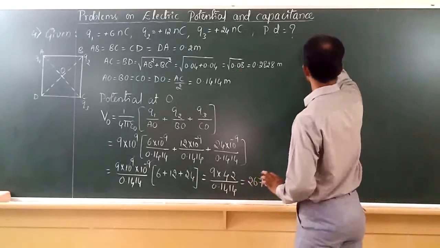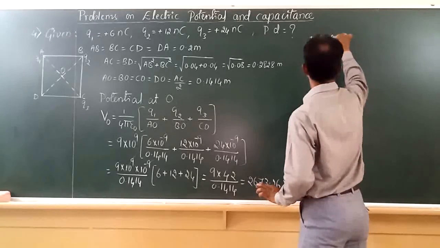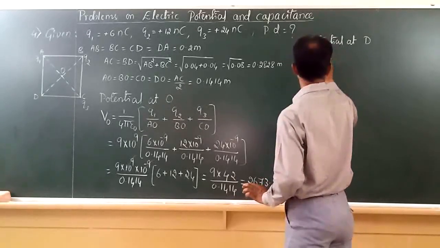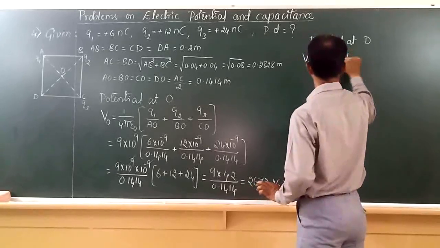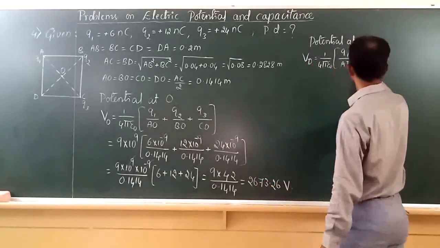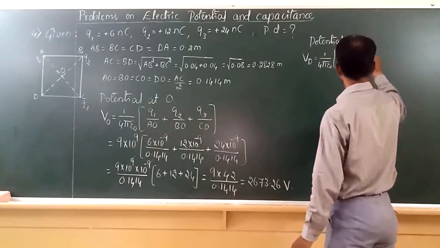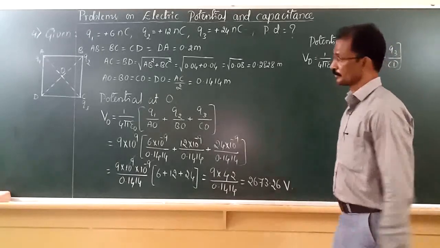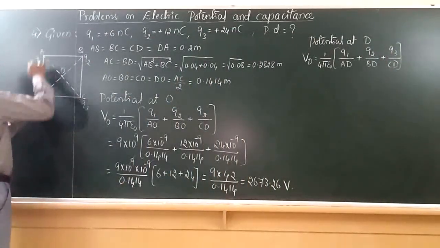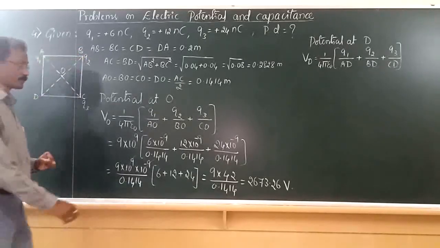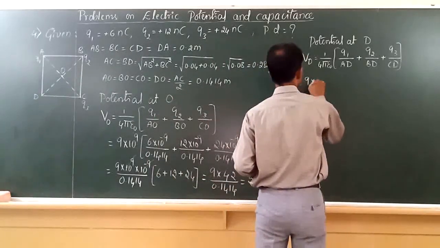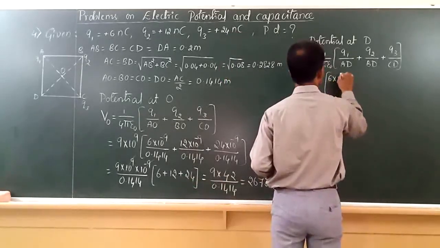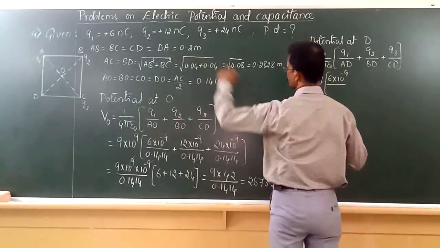Similarly, the electric potential at D, that is VD, equals 1 divided by 4 pi epsilon naught into bracket Q1 divided by AD plus Q2 divided by BD plus Q3 divided by CD. We find the potential at point D by considering the distance from each charge Q1, Q2 and Q3 respectively, which is equal to 9 into 10 raised to 9 into bracket Q1, which is 6 into 10 raised to minus 9, divided by AD. AD is 0.2 meter.